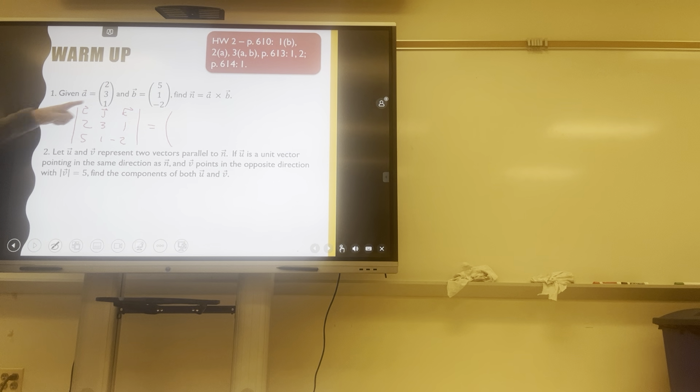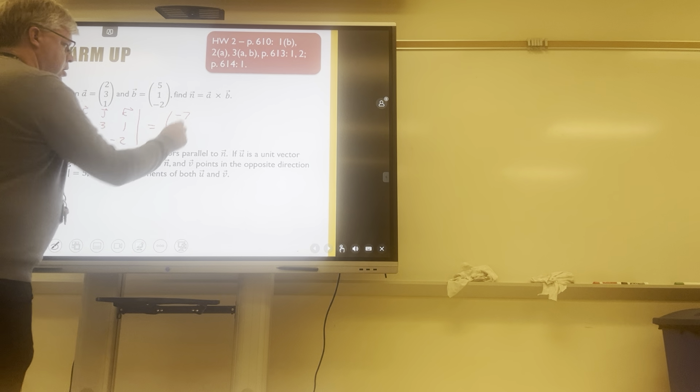The I component, when you're finding the determinant of this, the I part is the determinant of I's minor, which is the 3, 1, 1, negative 2. So what is the determinant of 3, 1, 1, negative 2? Negative 7. Okay. All right.